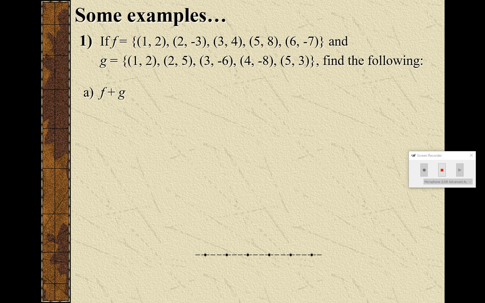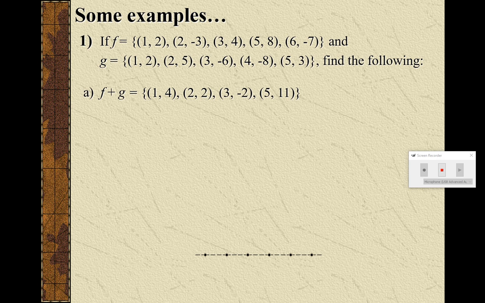If we wanted to find f plus g, we just go through the individual points, keep the x values, add the y values. So, month 1, they both made 2. So my new function has 1, 4 in it. Month 2, -3 and 5, that adds to 2. Month 3, 4 and -6, that adds to -2.